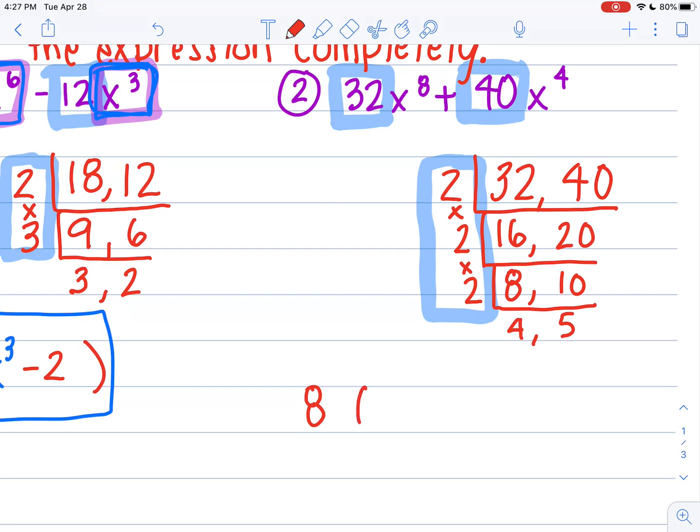I'm going to leave a space for the x, okay? And I'm going to put the parenthesis. I'm going to put the 4 and then the plus 5, and that's it. Where did I get 4 and 5? Right here. So you always put those on the inside of the parentheses.